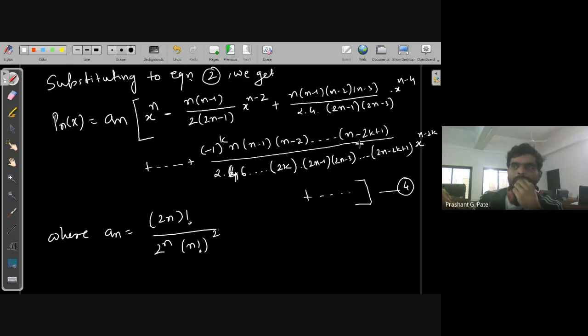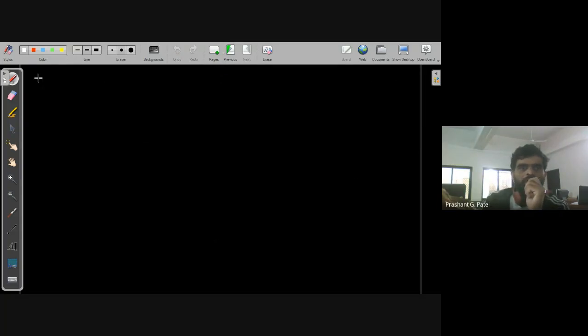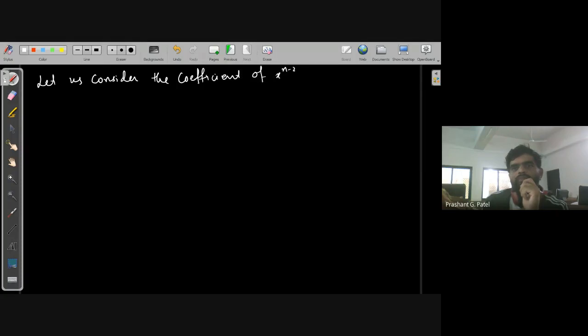Now let us consider the coefficient of x raised to n minus 2k, and let us observe what this quantity is. Now let us consider the coefficient of x power n minus 2k.